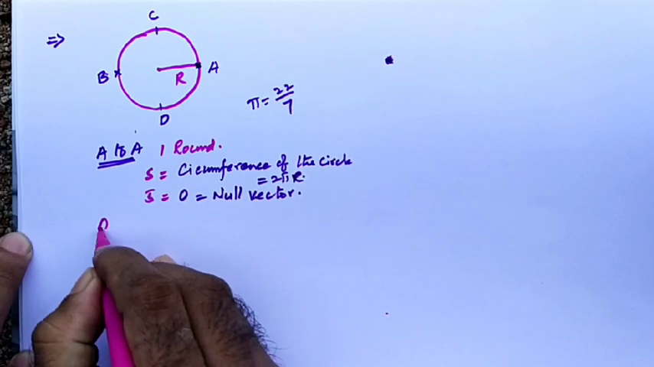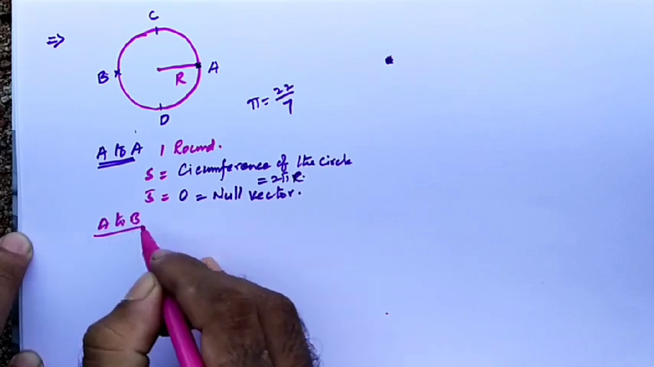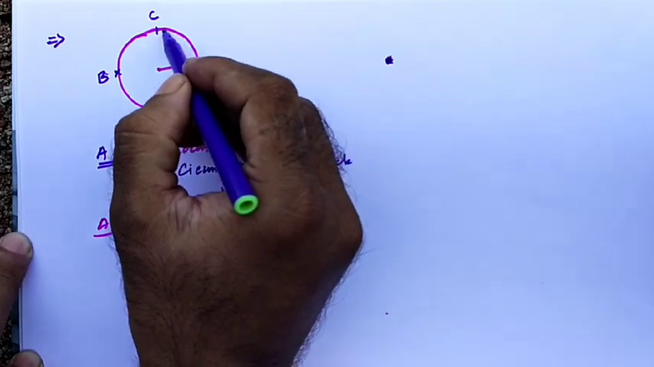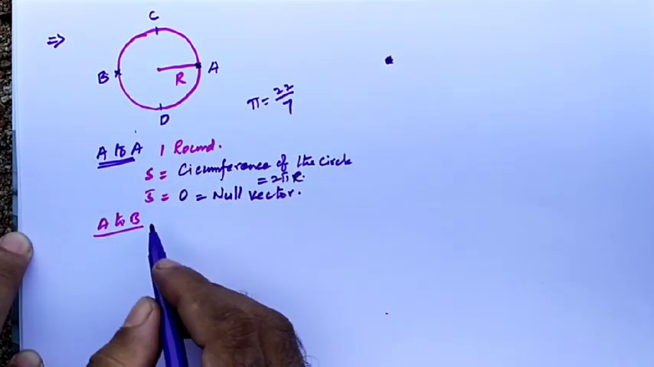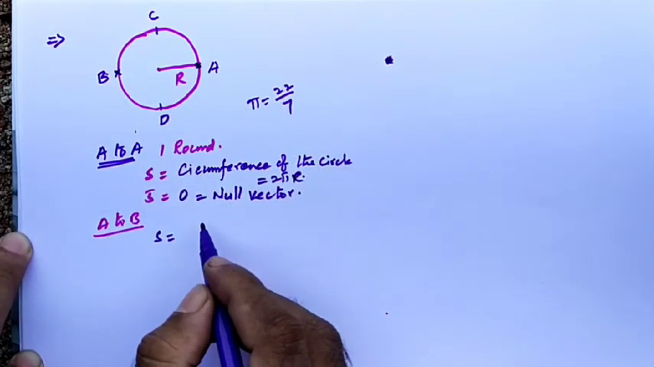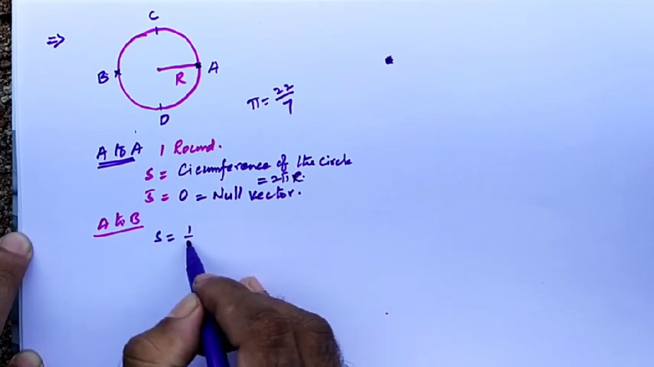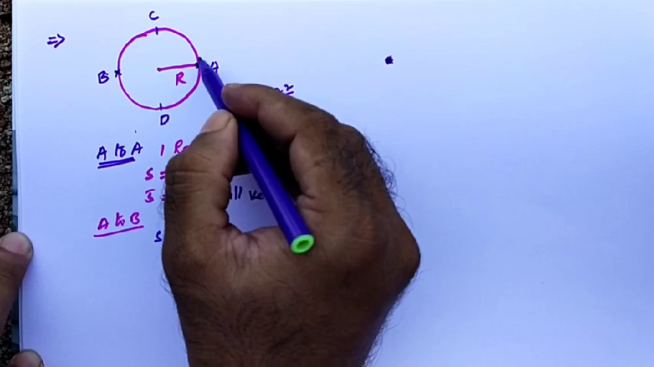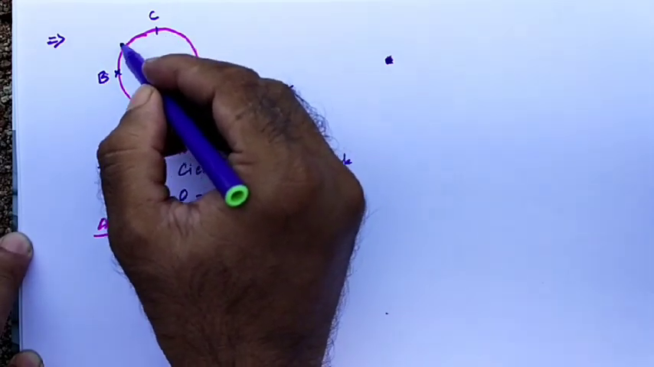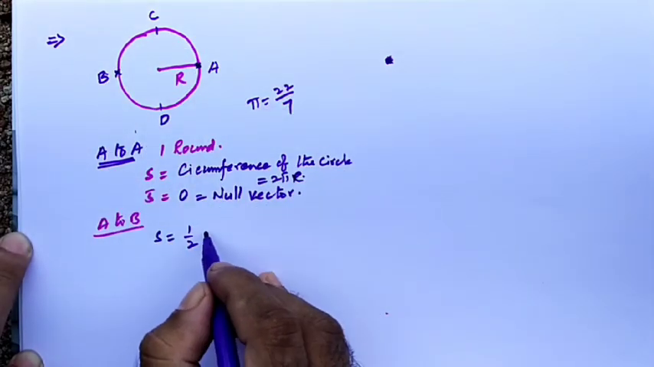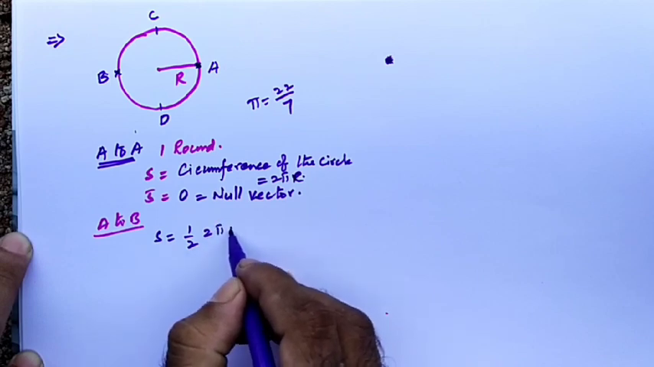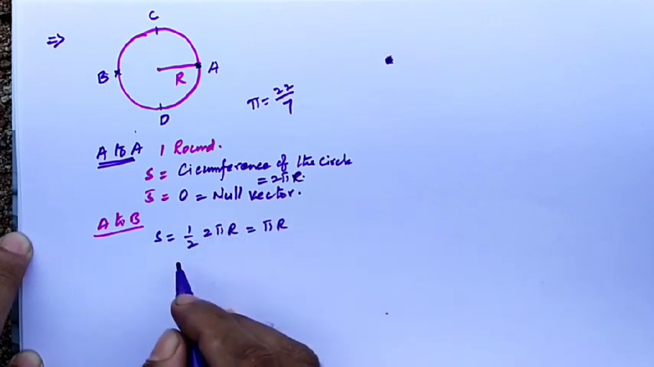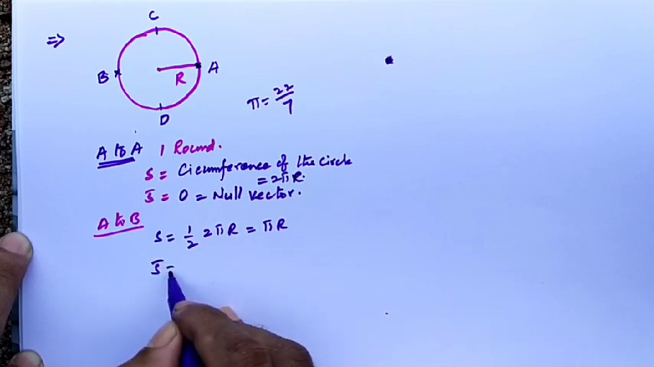It moves from A to B on the circular track. It starts from A and moves up to point B. In this case, what is the distance? Half of the circumference of the circle. If it completed the full circumference it would be 2 pi r, but now it has moved up to half, so half into 2 pi r, that is pi r. Got it? Now what is the displacement?